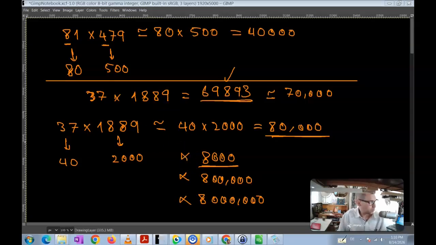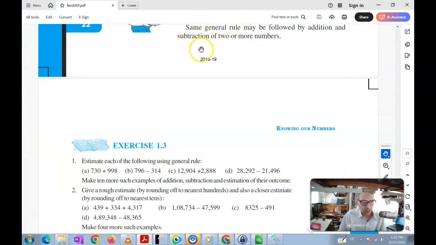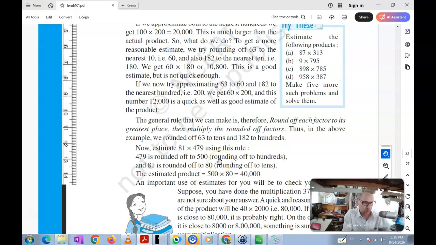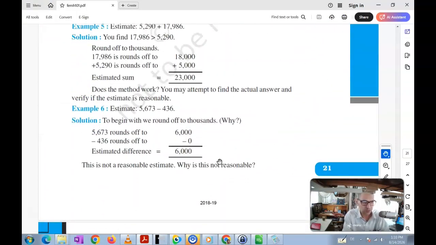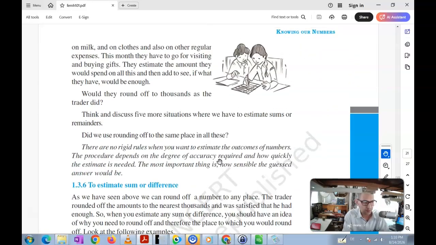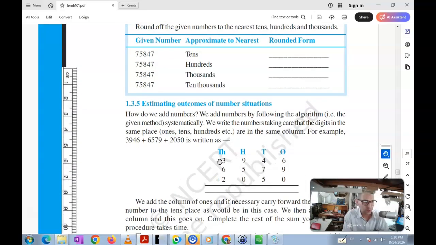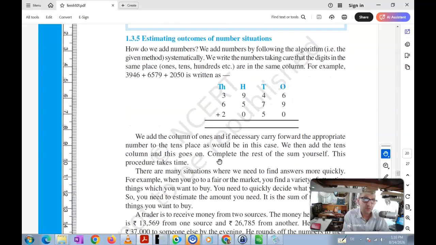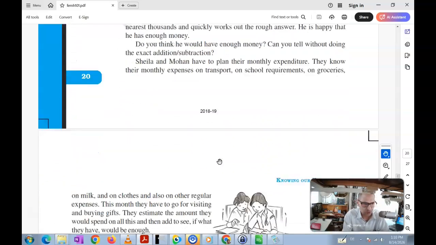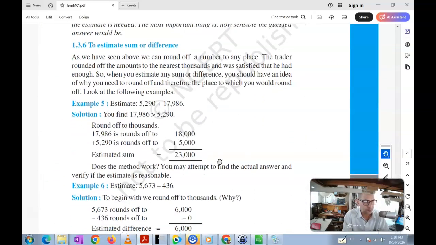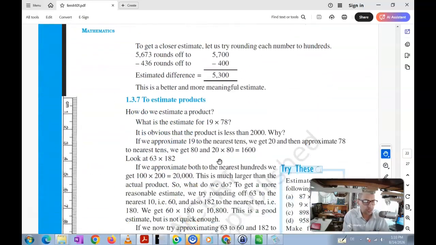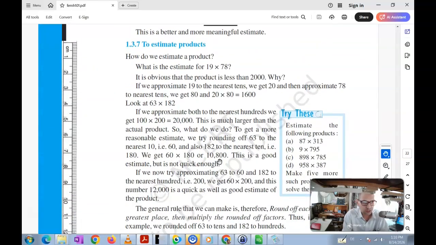Now this is all about estimation. In this video we talked about this section over here, which was about estimating outcomes of numbers and situations. We talked about estimating addition. We talked about estimating subtraction, which was what we did over here, sum and difference. And we talked about estimating products.